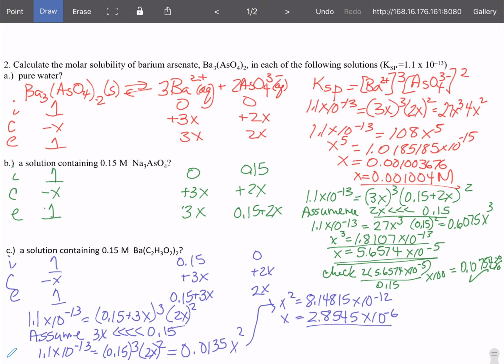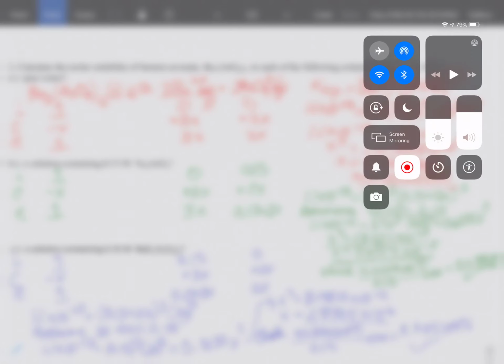Now, if you notice, it's even smaller than the previous one. But we made the assumption, so we're going to have to do the check. So 3 times 2.8545 times 10 to the minus 6th divided by 0.15 times 100 is even smaller, 0.005709%. So our assumption is valid on this one. So we're done with the solubility product problem.